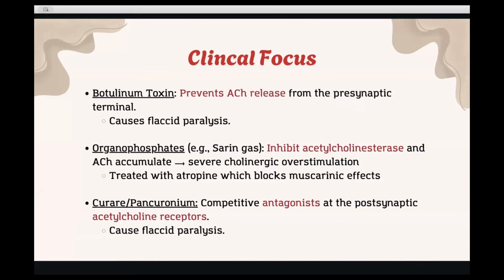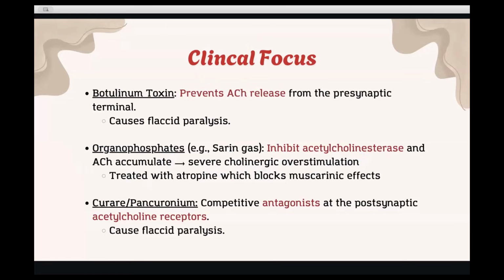Next, we have the organophosphates. Those inhibit acetylcholinesterase, so acetylcholine is going to accumulate. What is acetylcholinesterase? Acetylcholinesterase is an enzyme that breaks down acetylcholine. So usually, after acetylcholine is released and after it binds to the postsynaptic receptor, acetylcholinesterase is going to break it down, it's going to end the contraction. In organophosphates, they inhibit the acetylcholinesterase, so acetylcholine is going to accumulate, with no breaking down of the acetylcholine. This is going to produce a severe cholinergic overstimulation. And this is treated with atropine, which blocks the muscarinic effects.